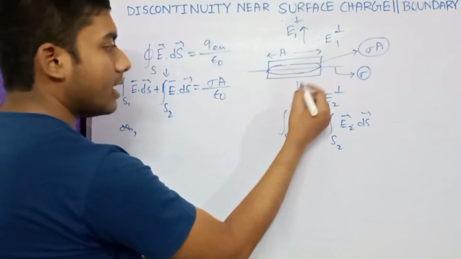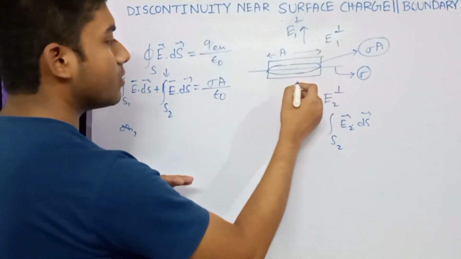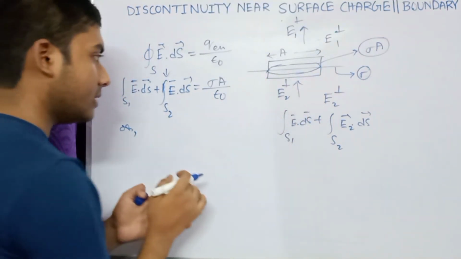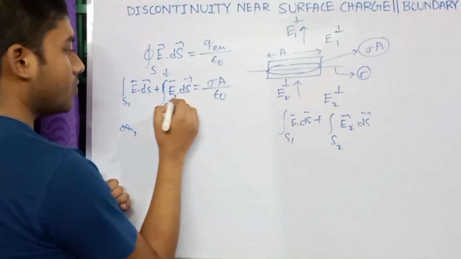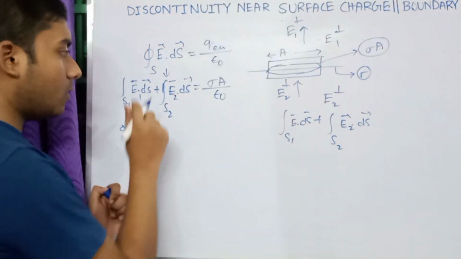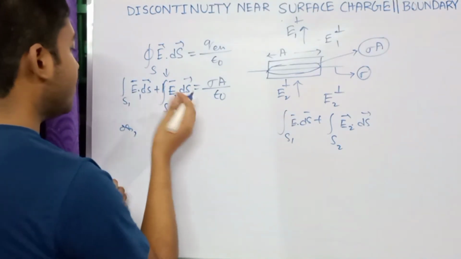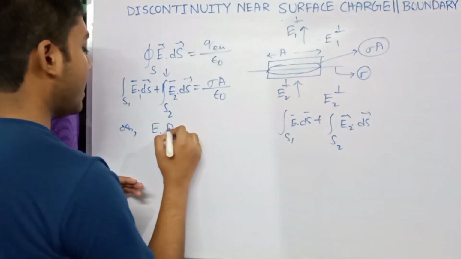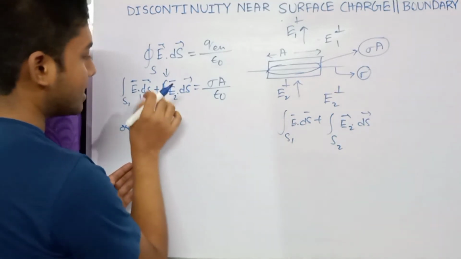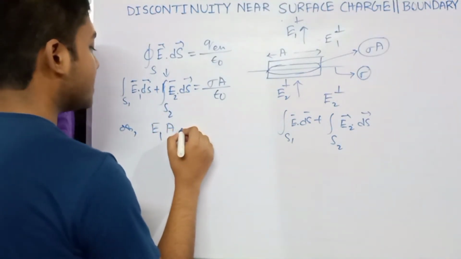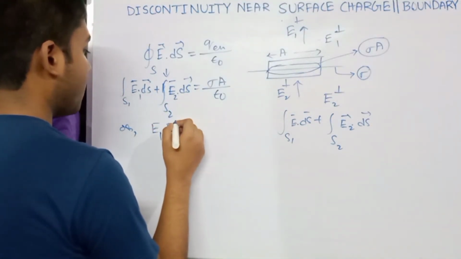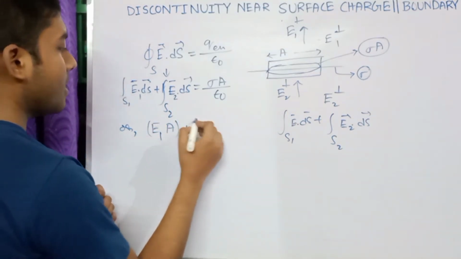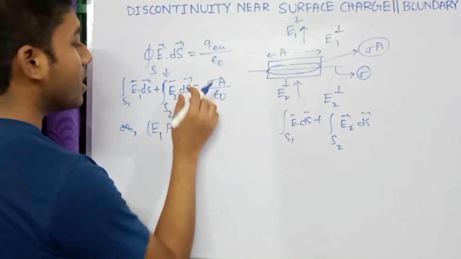And in the lower region it will be E2 perpendicular, and this will be directed in this direction. So this will be E2 and this will be E1, right? Now this will simply be E1 into ds, means E1 into A, as this will be simply a multiplication. This will be for S1, plus E2 into A.